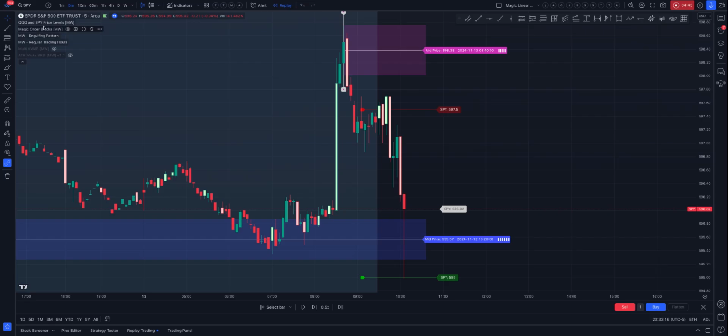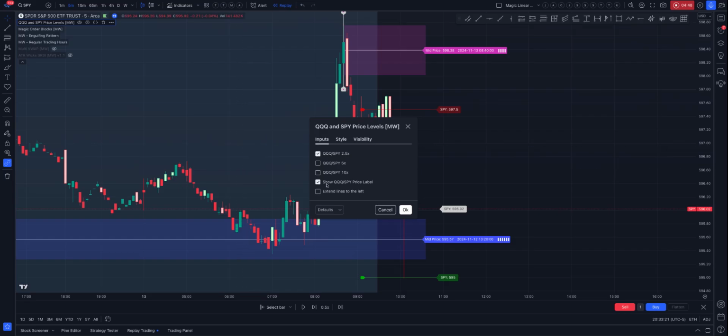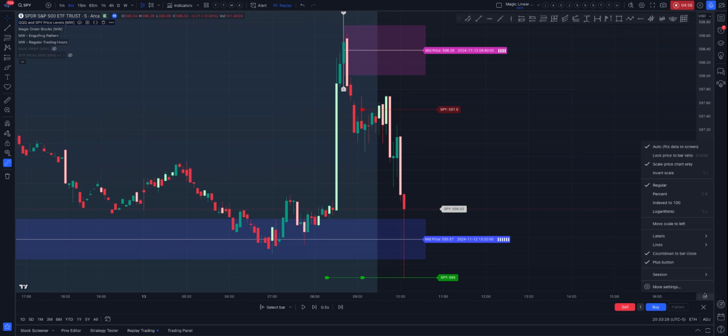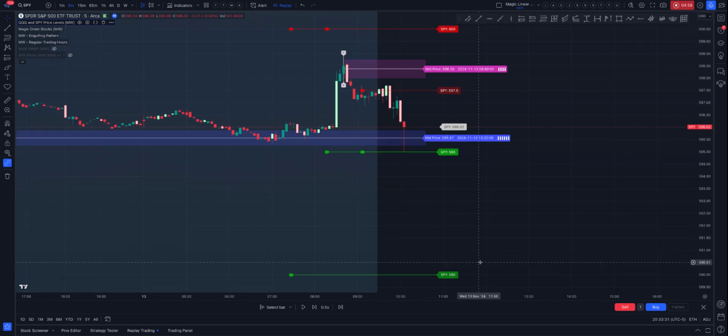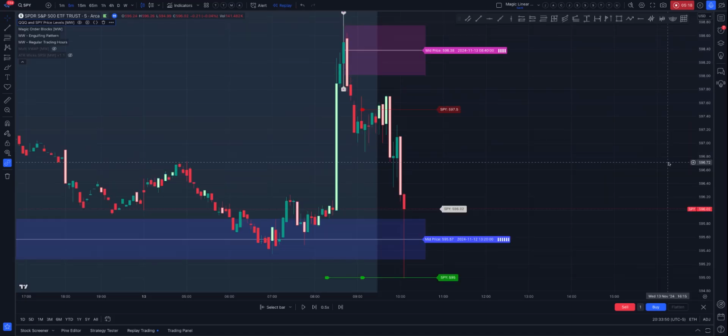And if I want, I can change, let's see, QQQ and SPY price levels. Here I can have it show $5 increments, $10 increments. And the way that would look is this. So you can see $10, $5, $2.50. And so this price dropped down to this and shot right back up, actually respecting this and this order block that had formed earlier. Let's go price chart only.